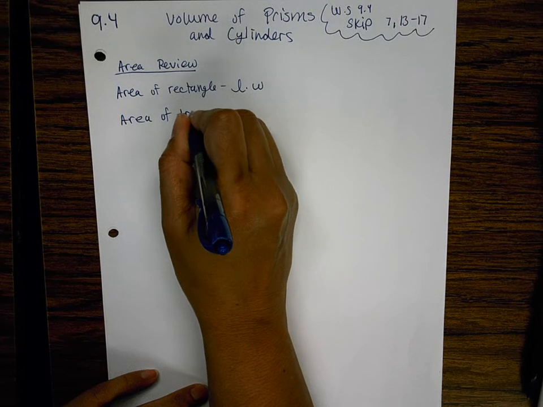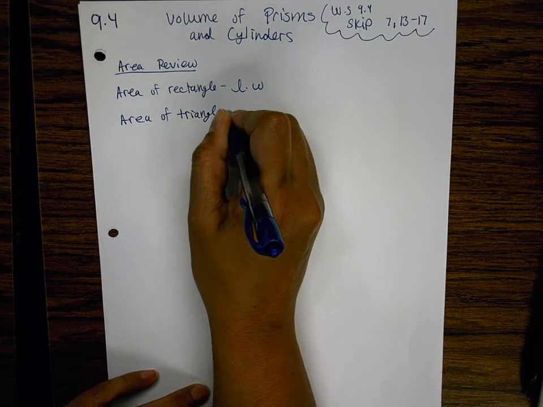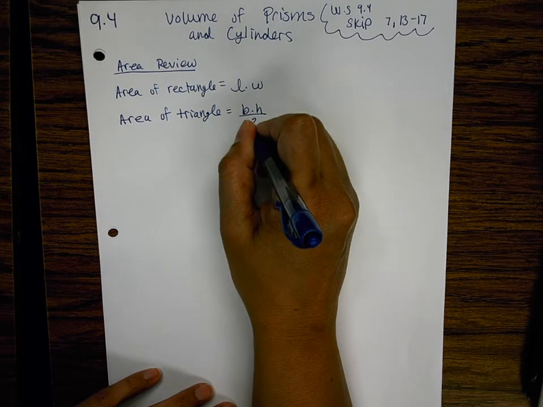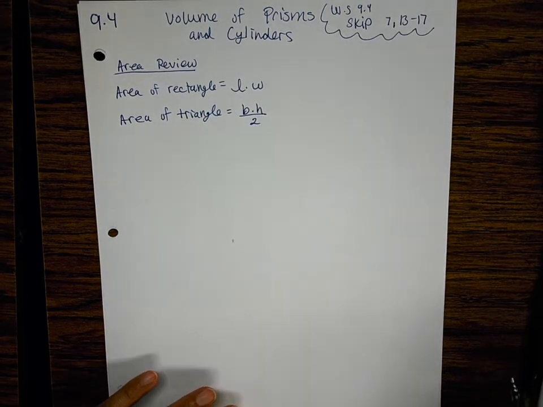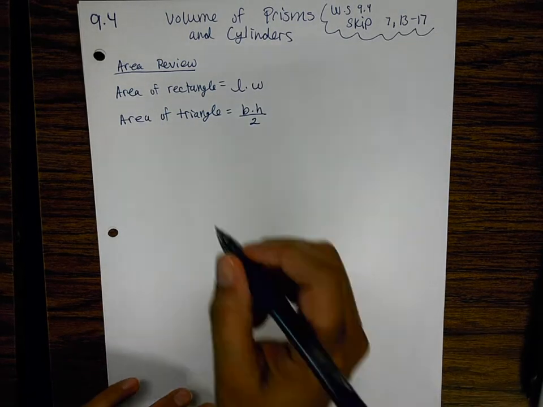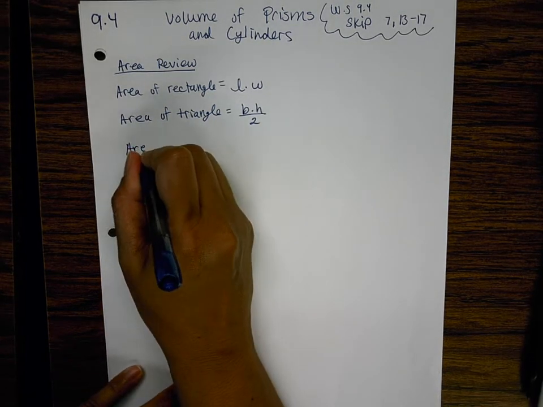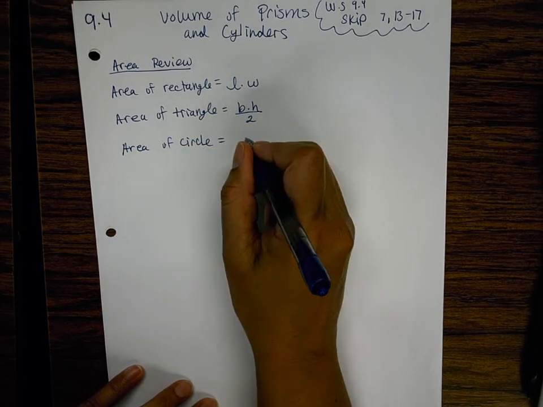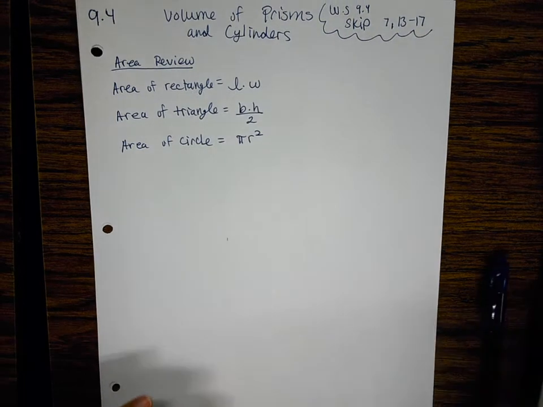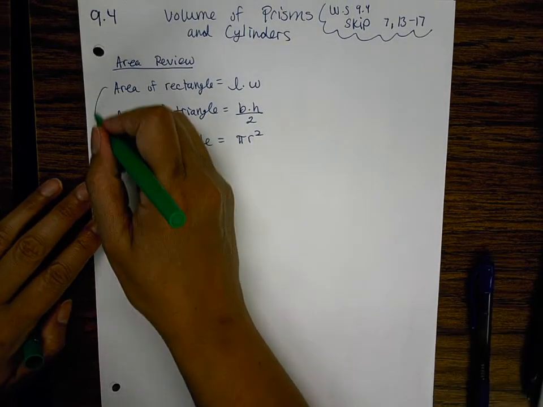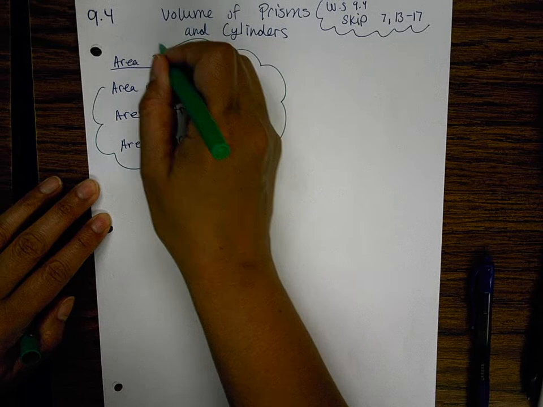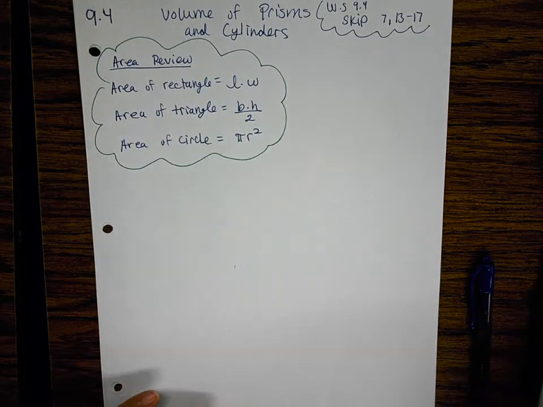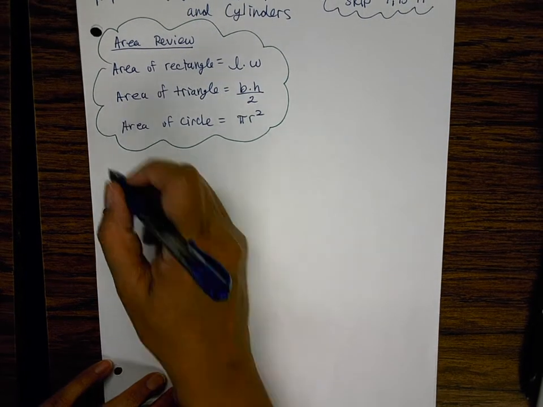Okay, area of a triangle, if you remember, is base times height divided by 2. Or you may have learned it as 1/2 base times height, however your teachers taught it to you. And then lastly, we're going to work with the area of a circle, and that is pi r squared. So in order to work with volume, you will need to remember the area of these shapes. Let's go ahead and figure out volume.